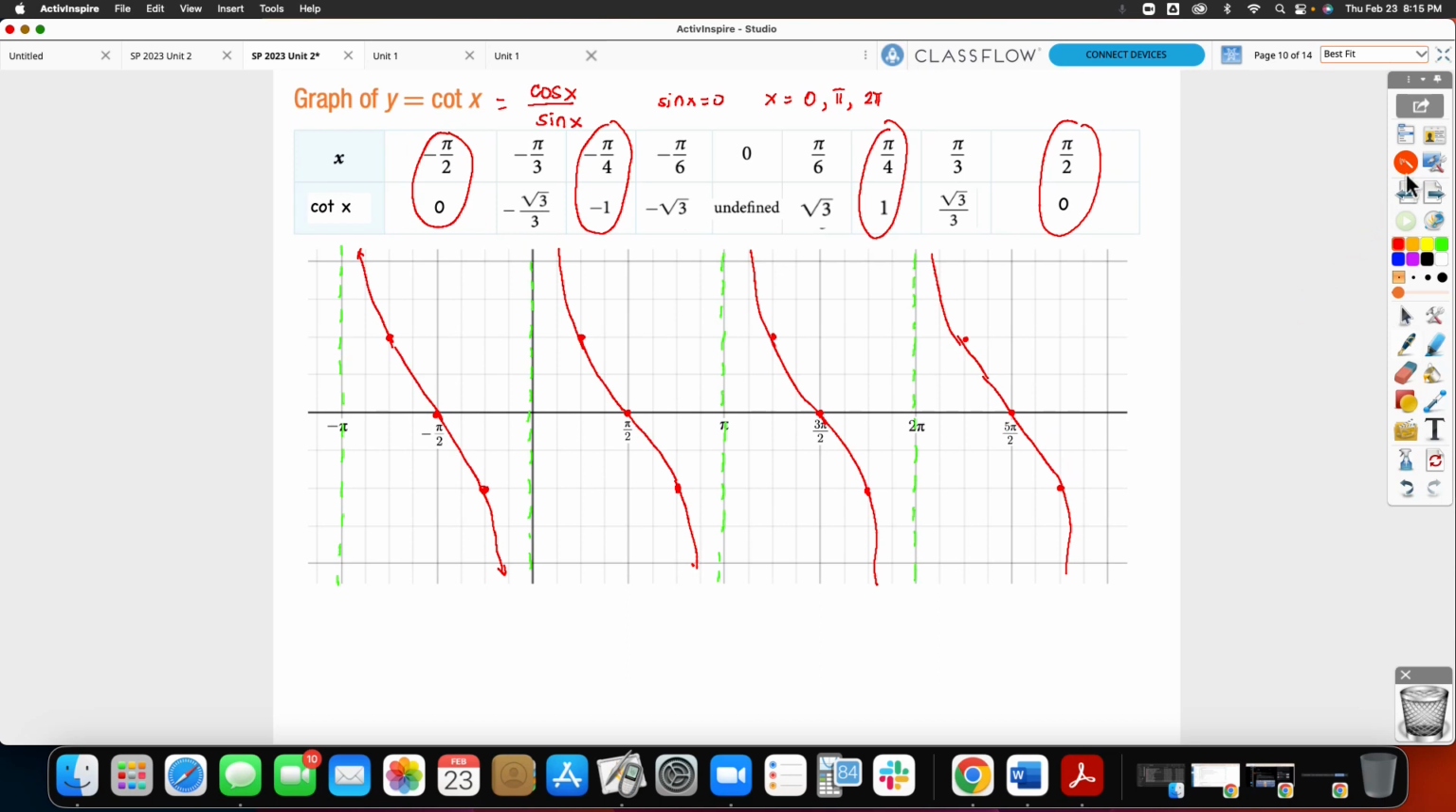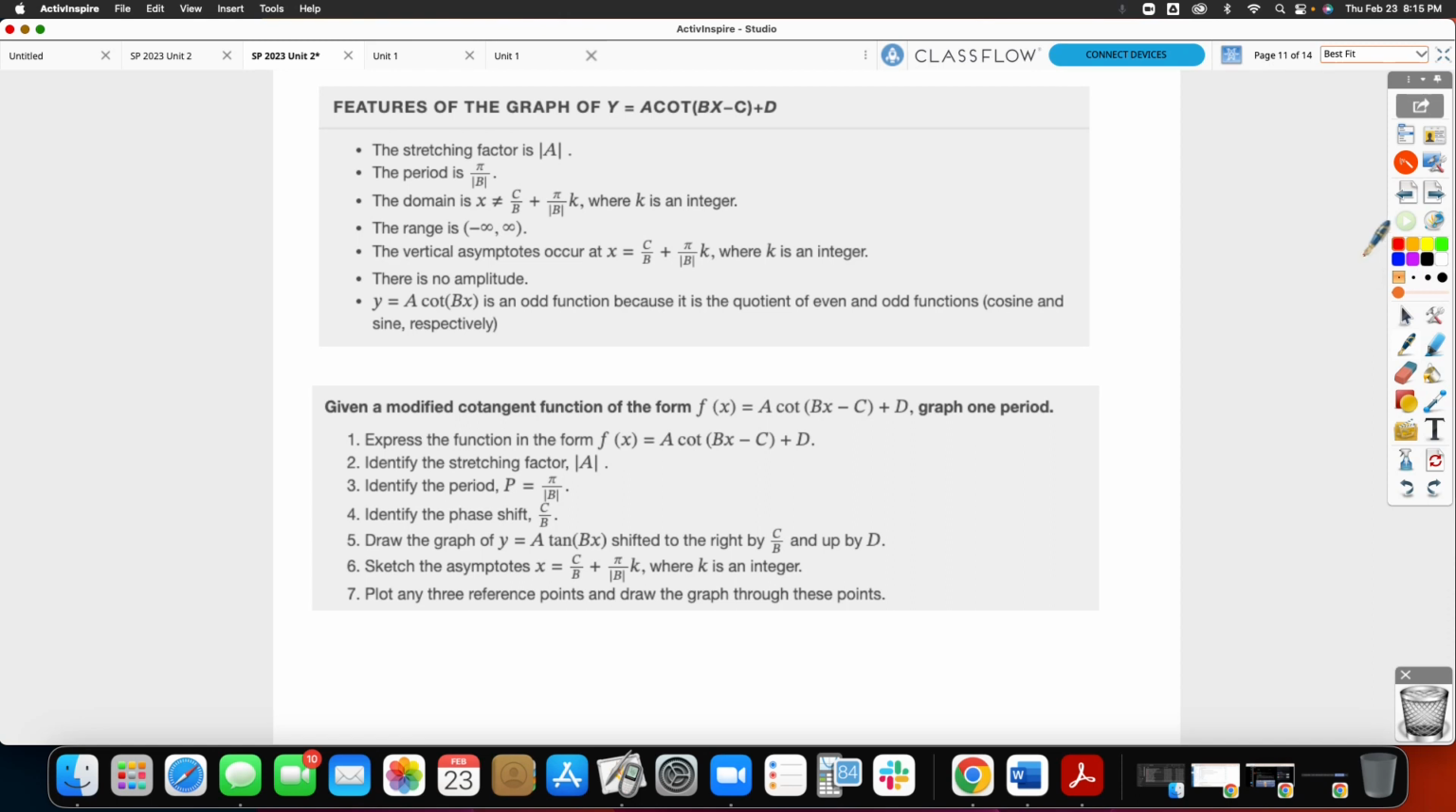Okay, so let's take a look at a transformation. How do you graph a cotangent of bx minus c plus d? It is the same way as graphing tangent. The only difference is the asymptotes for cotangent occur at x equals c over b plus pi over b times k. For tangent, this is pi over 2b.